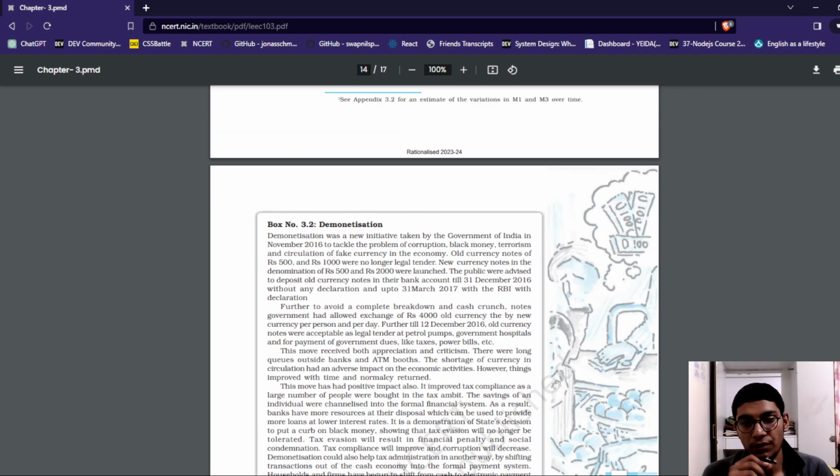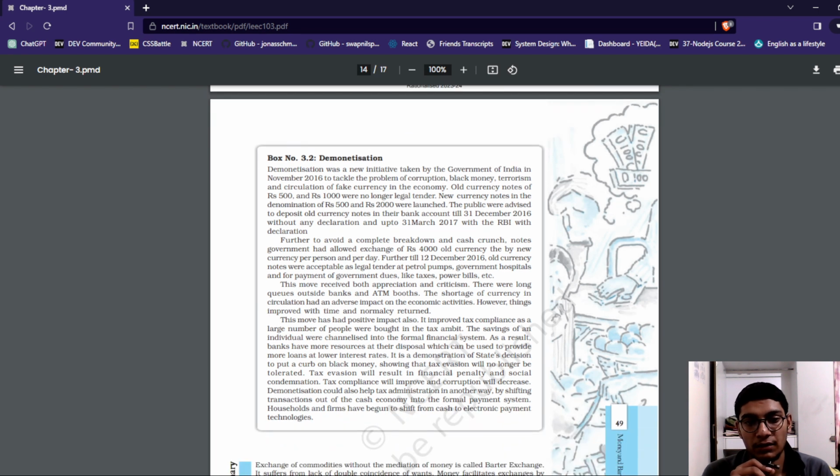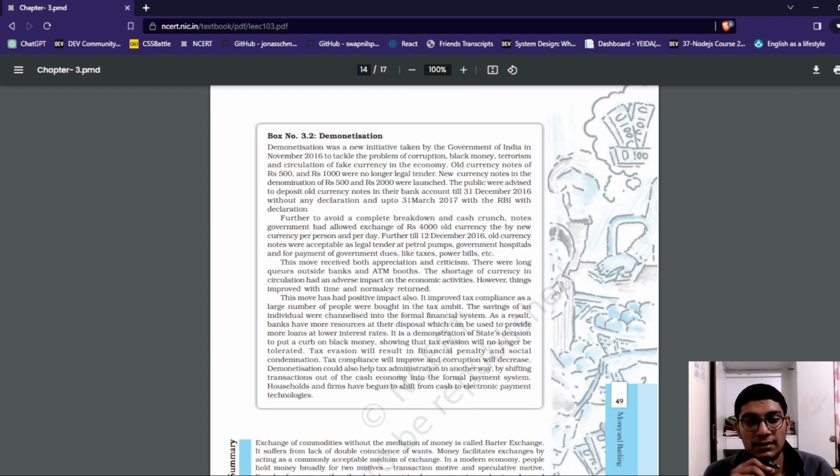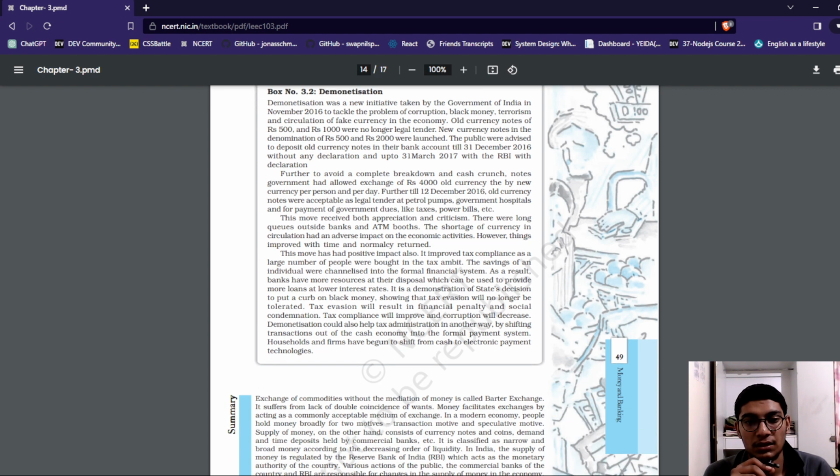Further, to tackle the cash crunch, the government allowed exchange of up to Rs 4,000 of old currency for new currency per person per day. Further, some old currency notes were acceptable as legal tender at government hospitals and for payment of government dues like taxes. The move received both appreciation and criticism. There were long queues outside banks and ATM booths. The shortage of currency in circulation had an adverse impact on economic activities. However, things improved with time and normalcy returned.